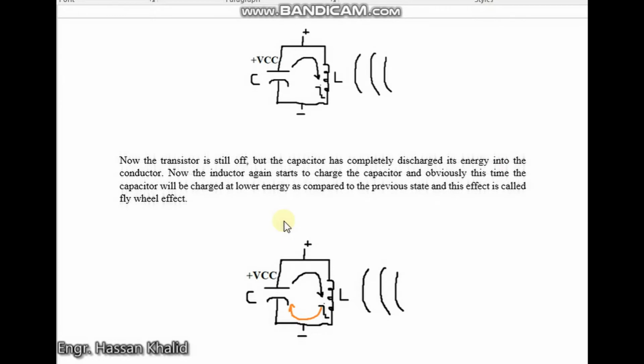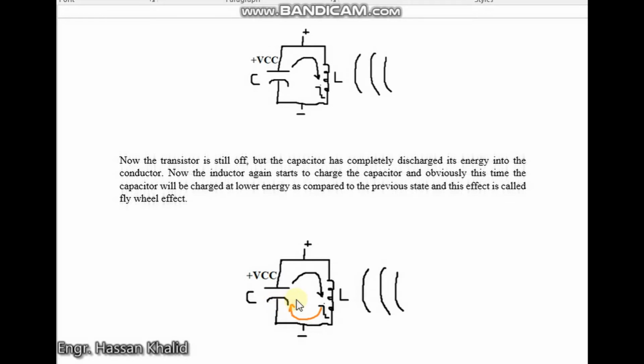Alright, now in phase C, the transistor is still in the off state. The capacitor has fully magnetized the inductor by transferring all of its energy into that magnetic field, and it is completely discharged. Now the inductor will start to discharge its energy from the other side, and this energy will once again be transferred to the capacitor in its charging phase.